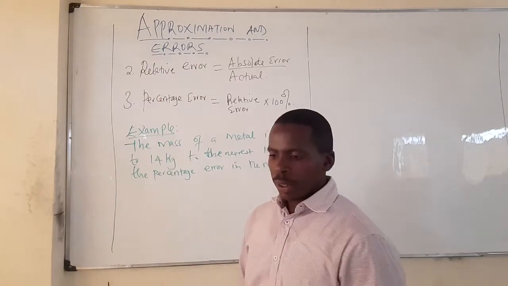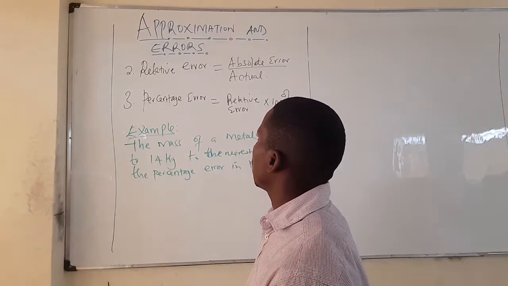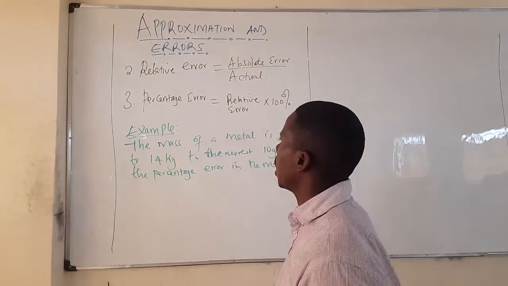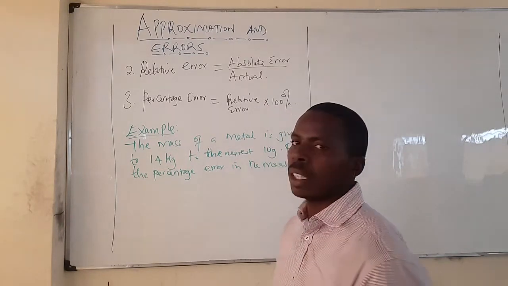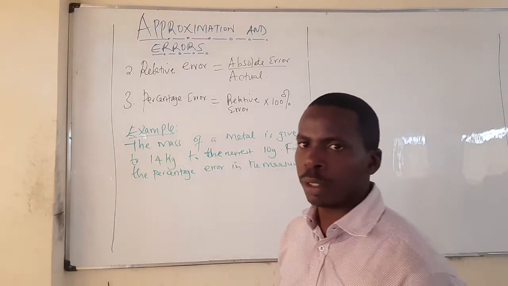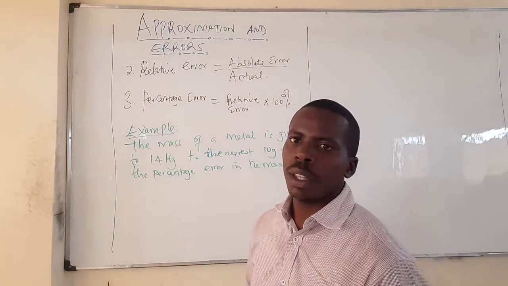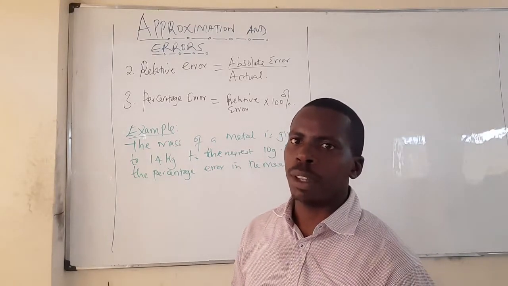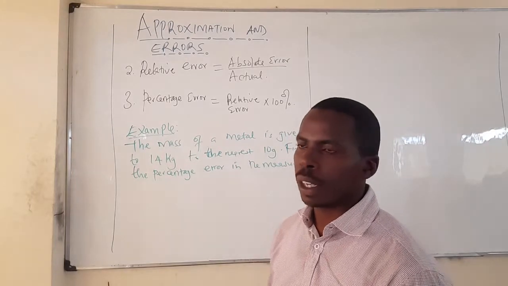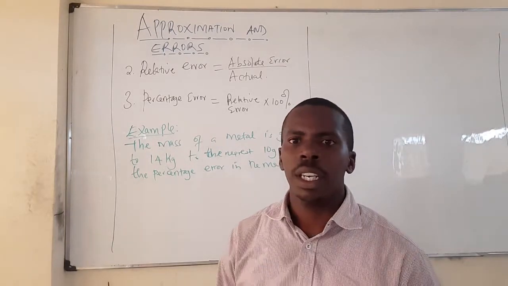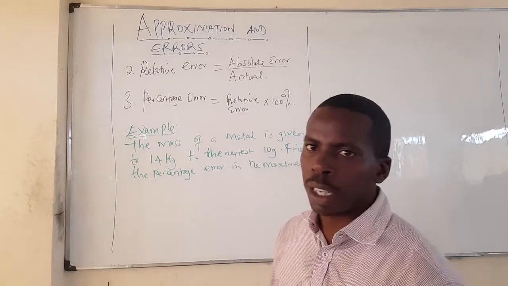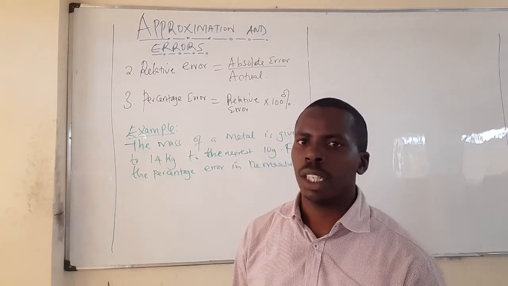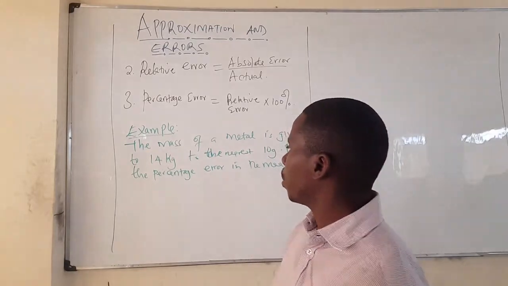That is the absolute error in that measure. So let's look at the type of error number 2, which is relative error. Relative error is given by the absolute error divided by the actual. And then number 3 type of error, we have the percentage error, and the percentage error is given by the relative error multiplied by 100%. So we can have an example here.